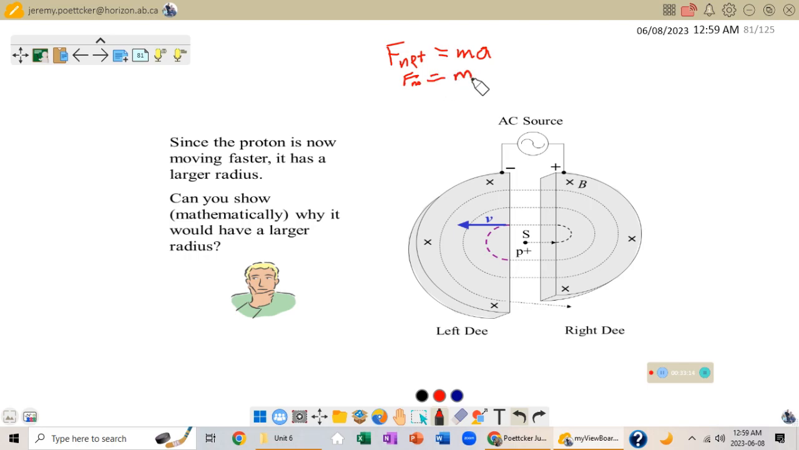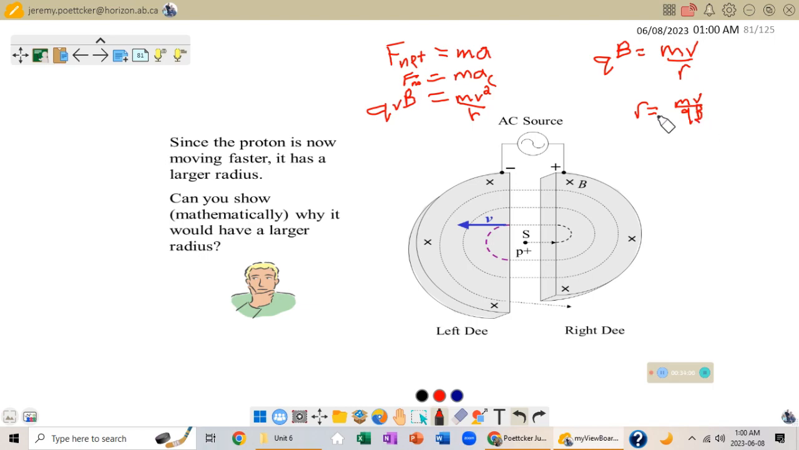In that magnetic field region, it's moving in circular motion, so it's mass times the centripetal acceleration, which means I've got qvB equal to mv squared over r. Simplifying a little bit, I'm left with qB equals mv over r. And if I solve for r, r is going to be equal to mv over qB.